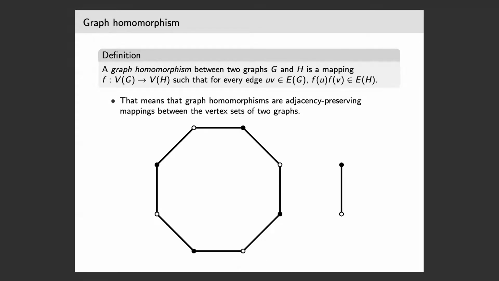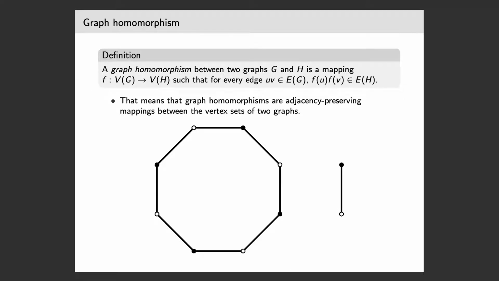First of all, let me recall the basic notion of graph homomorphism. We say that f is a graph homomorphism if it is a mapping between the vertices of G and the vertices of H, such that whenever we have an edge between u and v in G, there is also an edge between f(u) and f(v) in H. That means that graph homomorphisms are adjacency-preserving mappings between the vertex sets of two graphs.